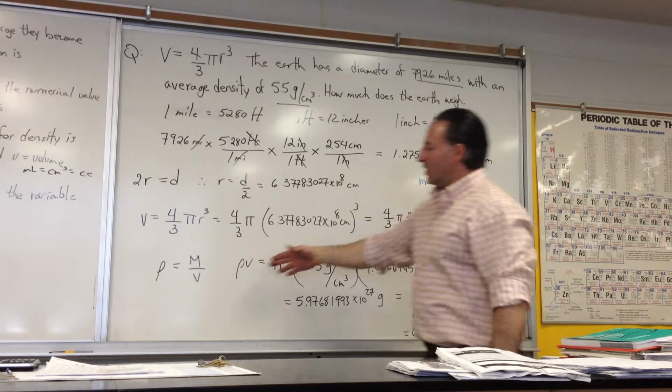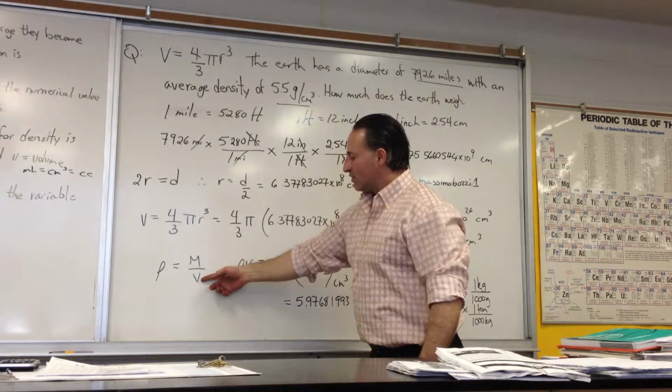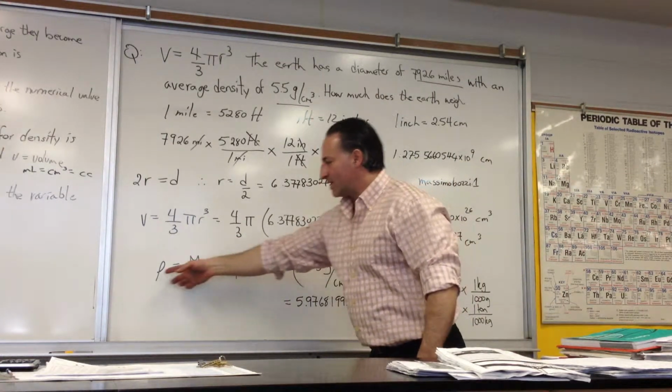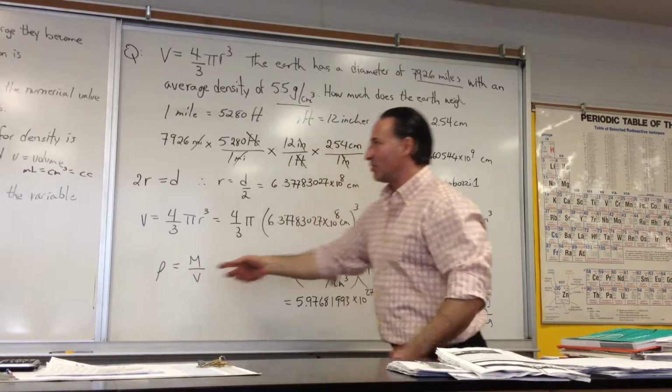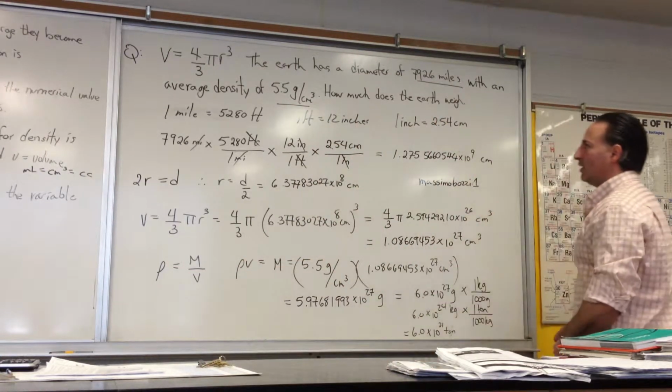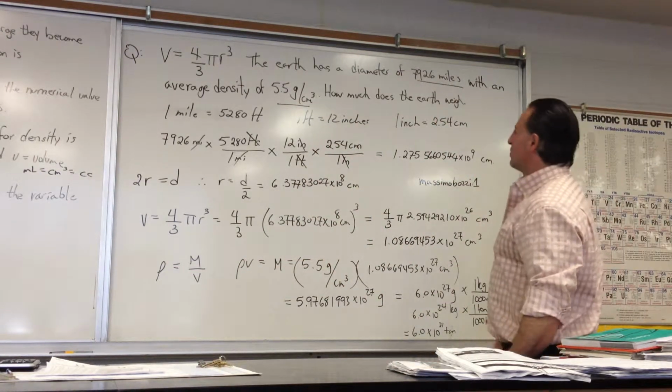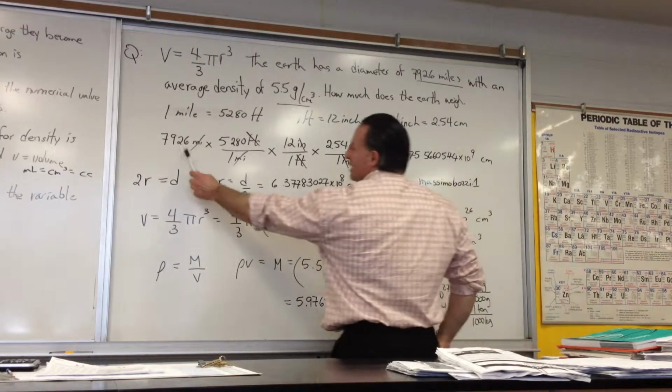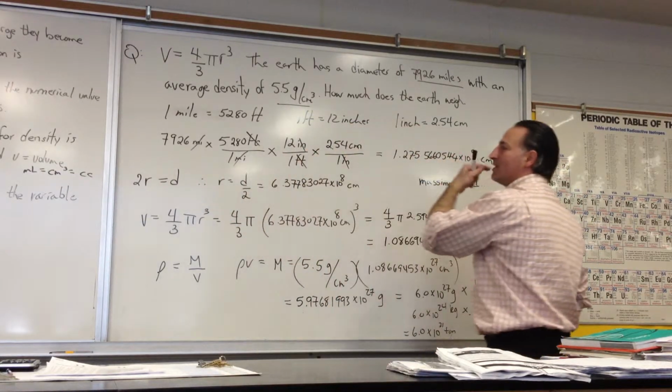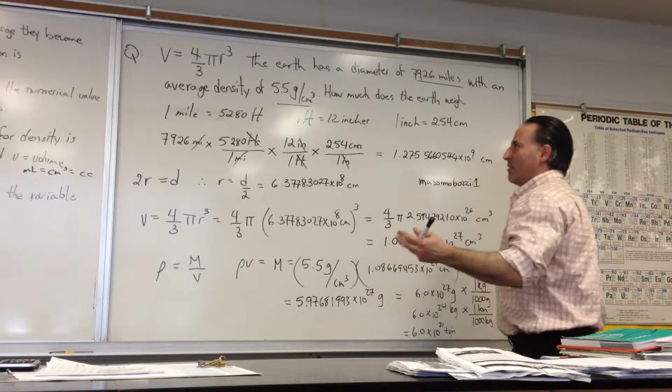We're going to use units of grams for mass, and for the volume we're going to use centimeters cubed, because the density is stated in grams per centimeter cubed. You have to have units that equate so that they can cancel out. So the first step is to turn 7,926 miles into centimeters. So find the diameter of the Earth in centimeters.